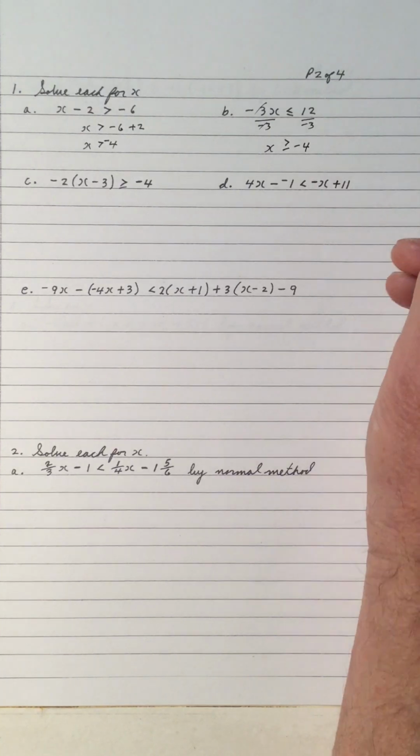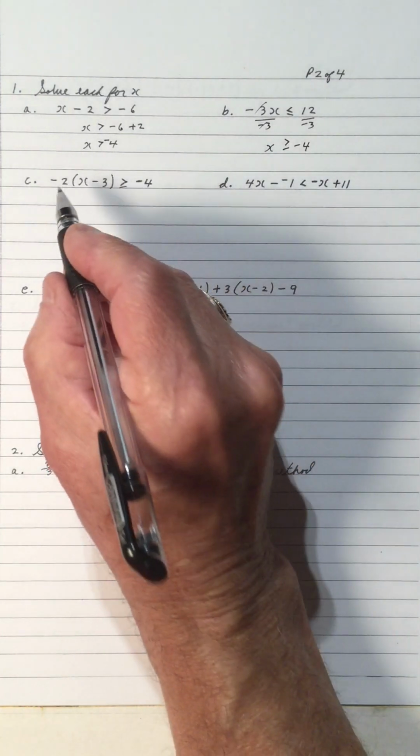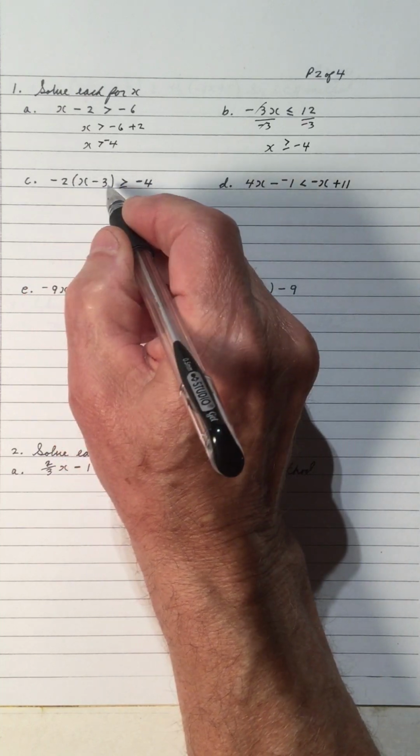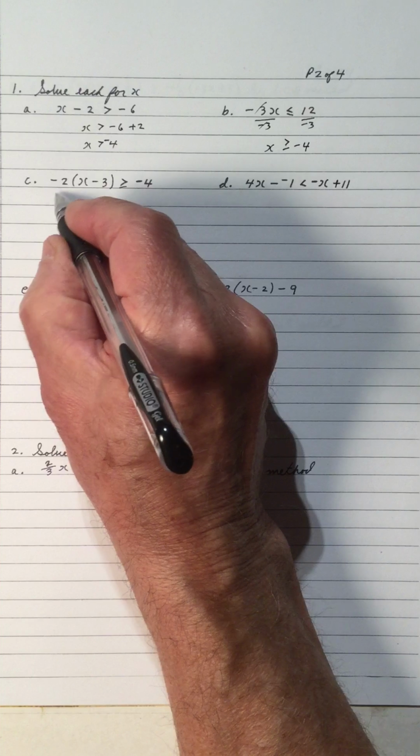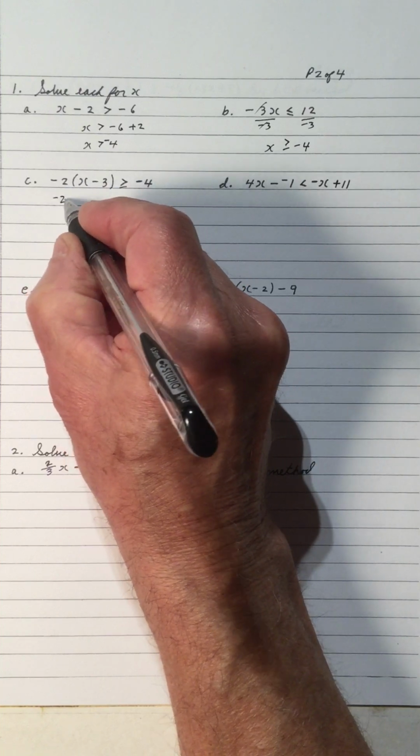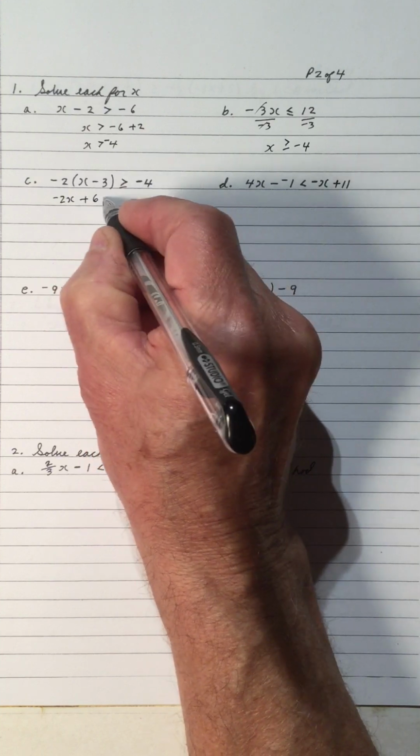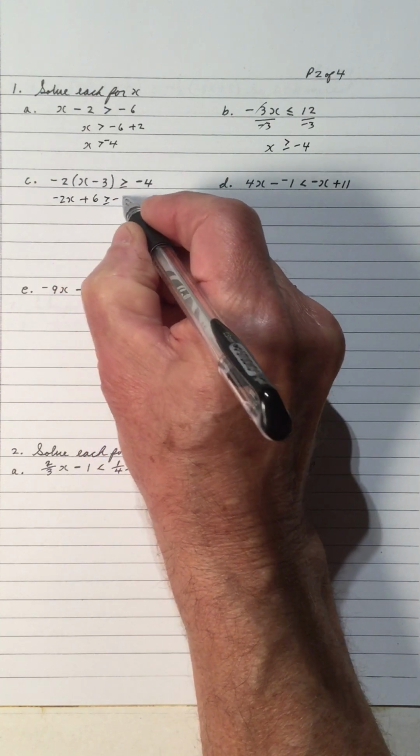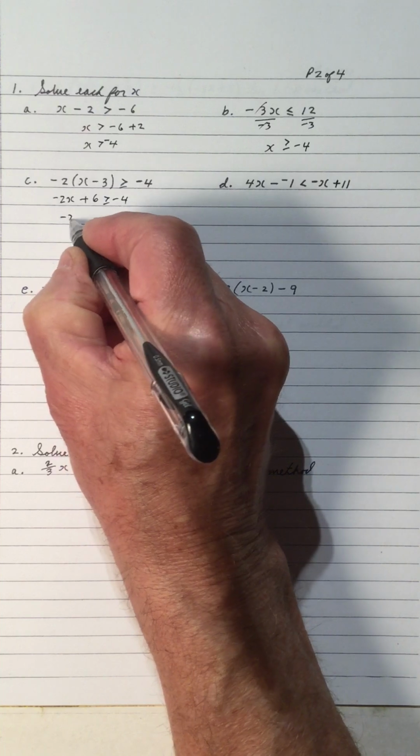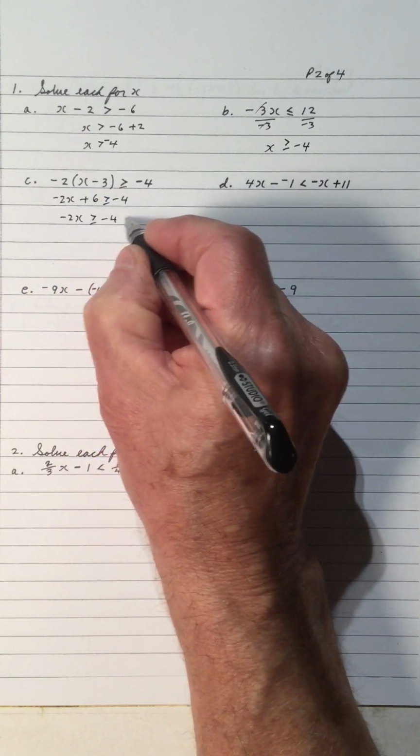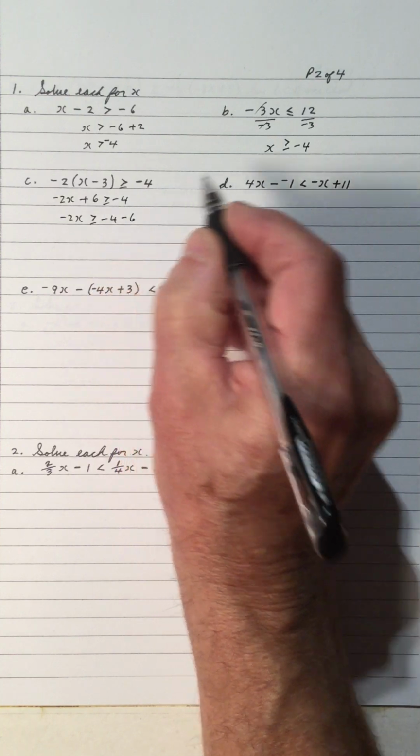C, we have to do the order of operations first, so we can divide by negative 2 or we can multiply by negative 2. So negative 2 times x is negative 2x. Negative 2 times negative 3 is a plus 6, greater than or equal to negative 4. Negative 2x plus 6 is greater than or equal to negative 4. Plus 6 becomes minus 6.